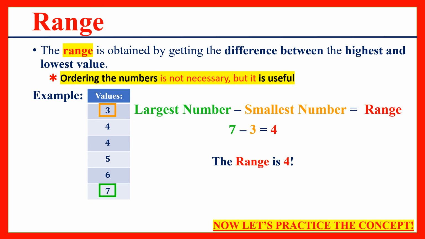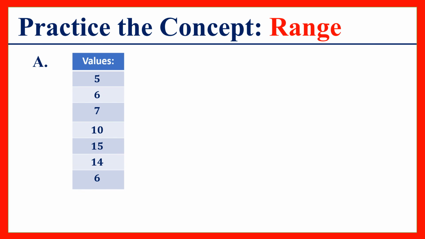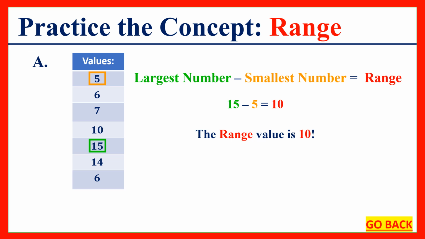Now that you understand what the range is, let's practice the concept. Remember, the range is the difference between the highest and lowest value. Try example A on your own. For example A, you must find the largest and the smallest number. The smallest value would be 5, the largest value would be 15. The largest value would then be subtracted by the smallest value, so 15 minus 5 will give you the value of 10. So the range value is equal to 10. Great job, you got it.